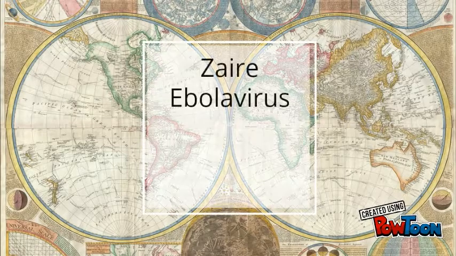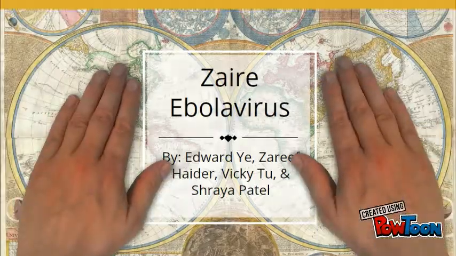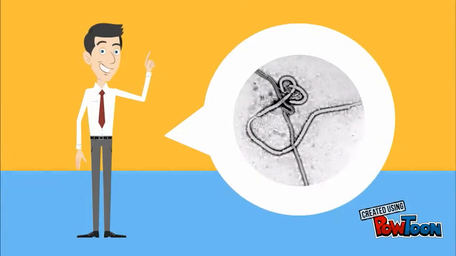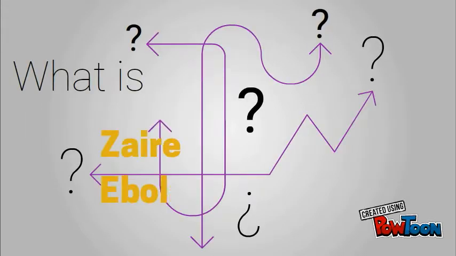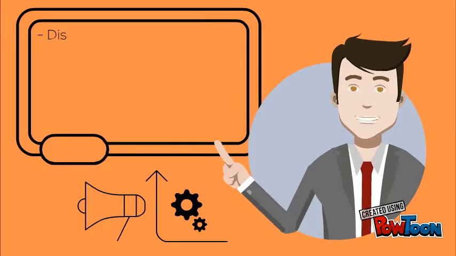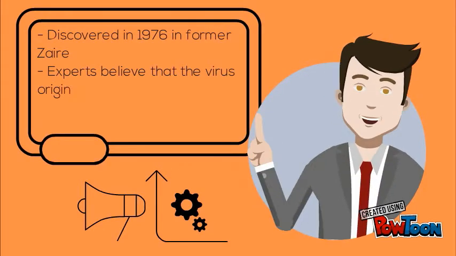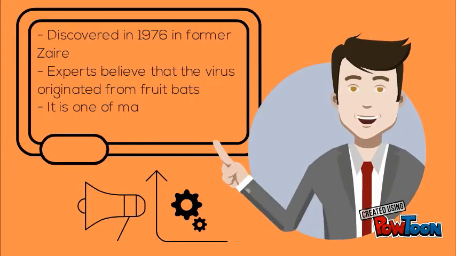Today we'll be talking about the Zaire Ebola virus. Here is a picture of the Ebola virus strand. So what is the Zaire Ebola virus? It is a virus that was discovered in 1976, and experts believe that it originated from fruit bats.